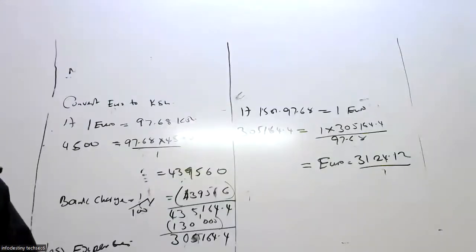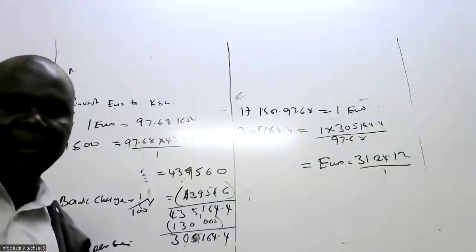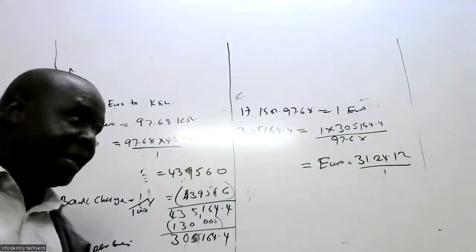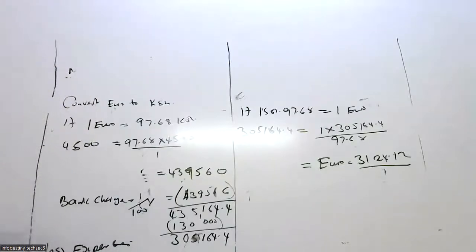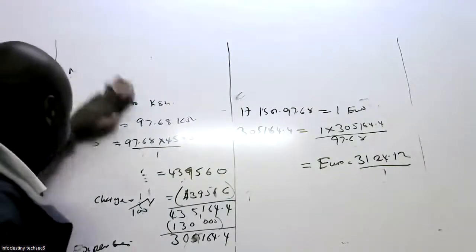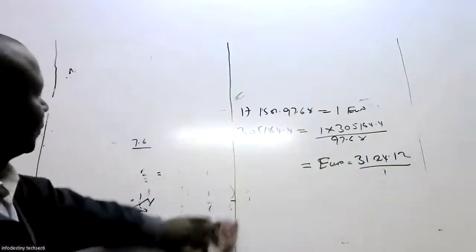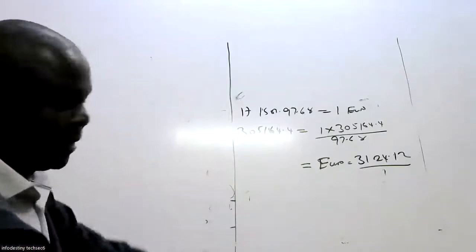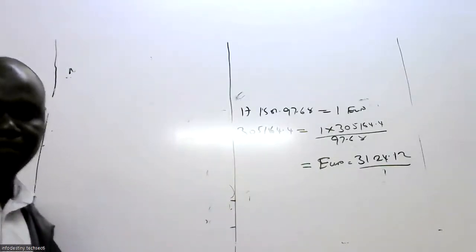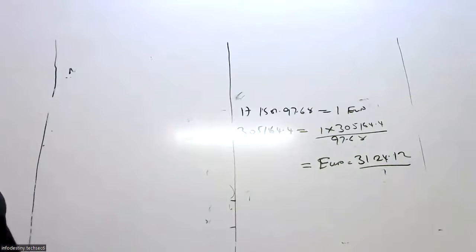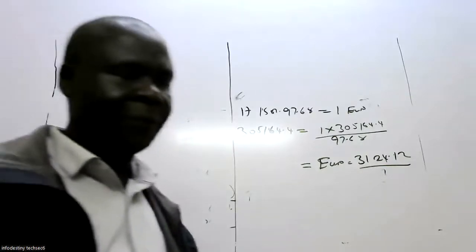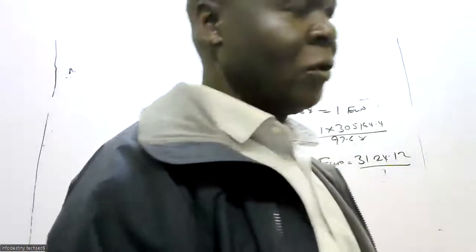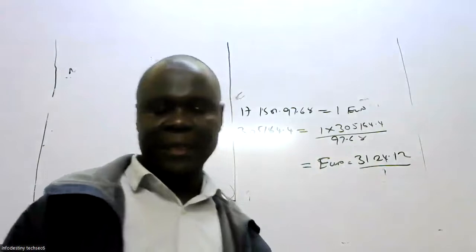A matrix is a rectangular array of numbers enclosed with a pair of brackets.